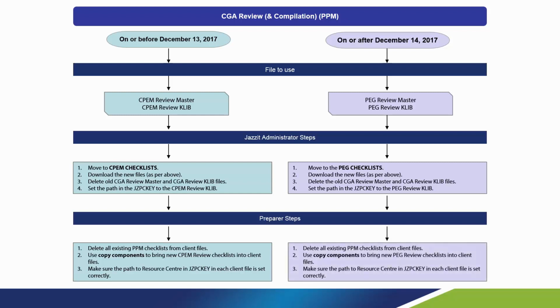The preparer would need to delete all existing PPM checklists from the client file and use copy components to bring in the new PEG review checklists, including the JZPC key control document from the PEG Review Master. They will then need to make sure that the path in the JZPC key control document is set to the Resource Center.